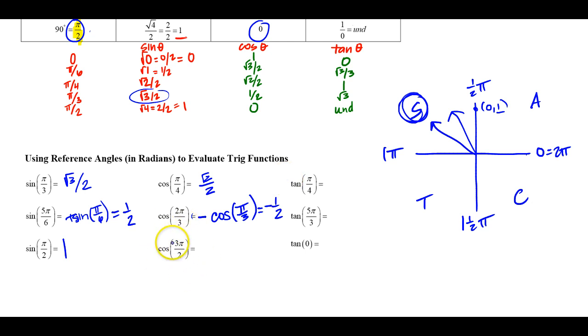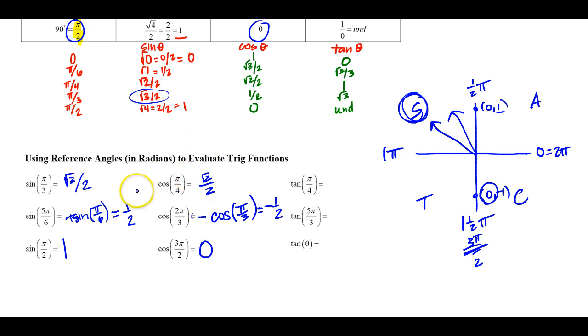And then cosine 3 pi over 2. So this is one of the problems that it doesn't work out to just think about the reference angle. This is a quadrantal angle. 3 pi over 2 is down here. So this coordinate point is 0, negative 1. The cosine function is the x value. So cosine 3 pi over 2 is 0.